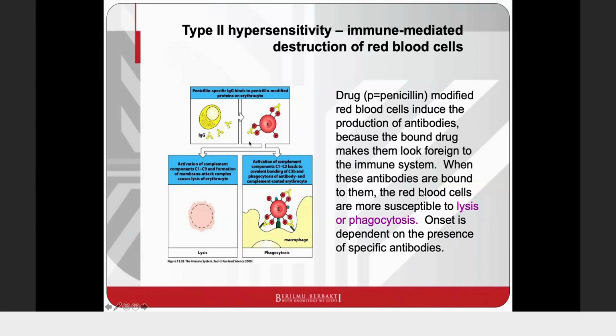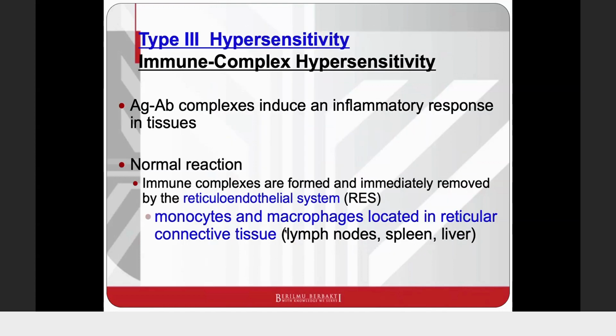You can read further on the mechanism, what component of the drug causes it to absorb onto the RBC, but eventually it will cause the production of antibodies and then again, as I mentioned, it will cause complement activation, causing the MAC, or also opsonization, and cause macrophages to phagocytose. So that is for type 2. Any question before I move on to type 3?